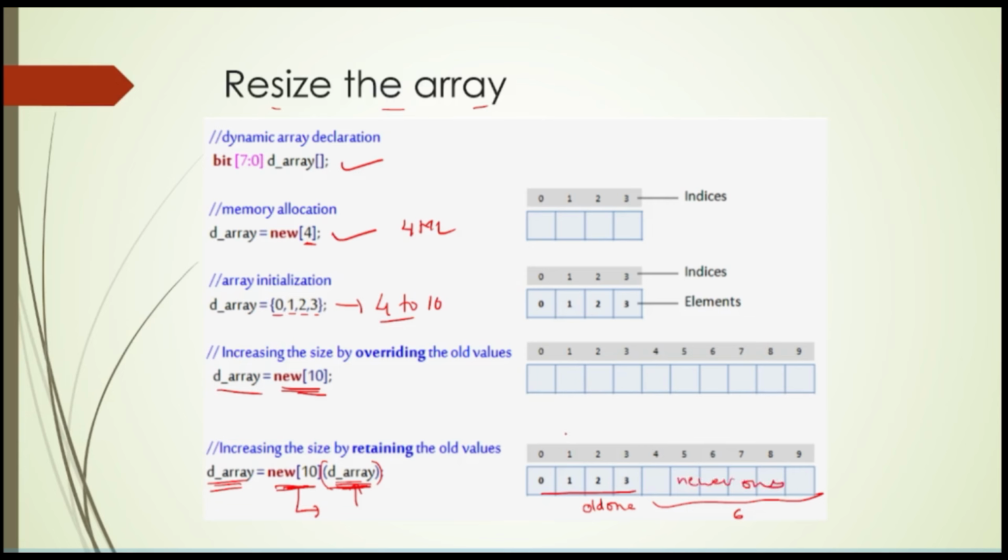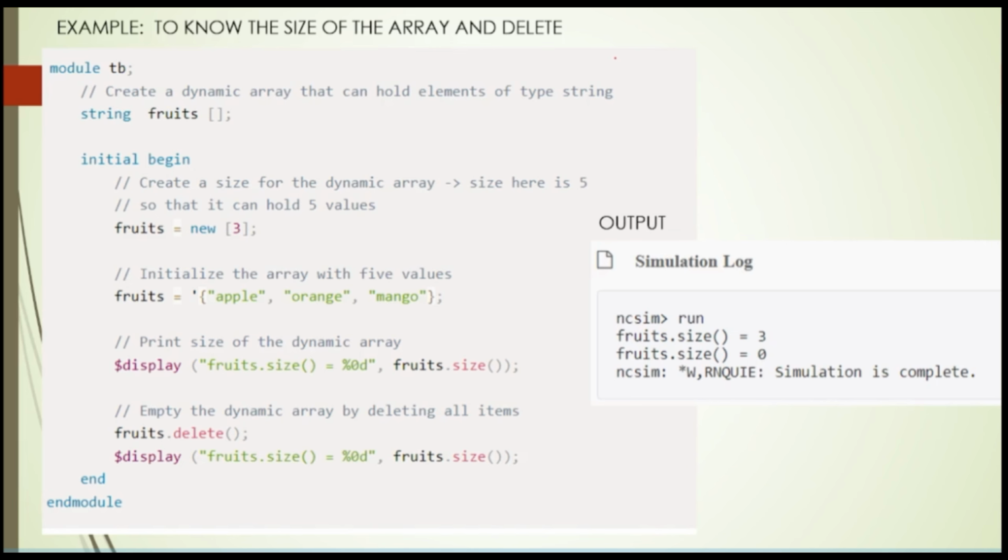Got my point? Yes, this is how. So when you want to override, when there is a chance for you to override the values, you can just go on with this way. But when you want to retain the old values also, then after this, you will be writing within the braces the old array name also. Clear? So this is how basically the resizing of the array is done.